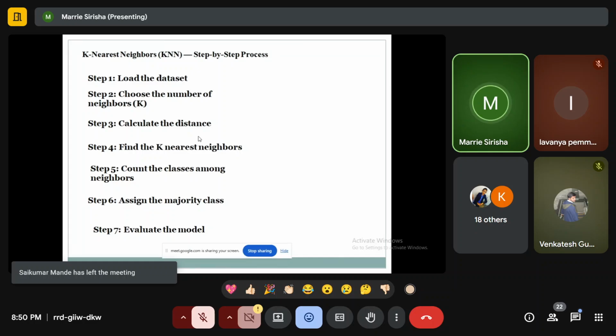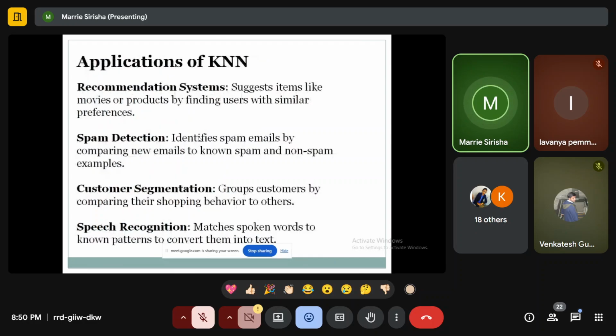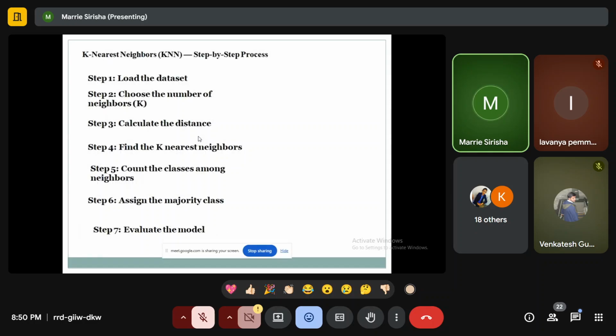Loading the data set is nothing but we have to elaborate. Like, imagine, you can give an example also. Like, I have taken the data from so and so, email spam or not. Then I'm classifying it as email 1, 2, 3. As I have given you the example, you can do it like that.